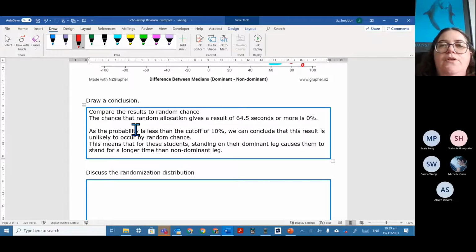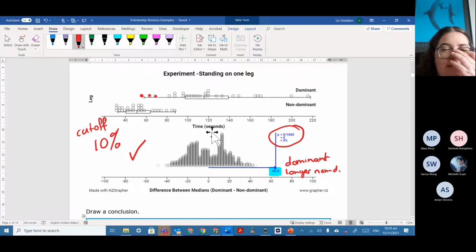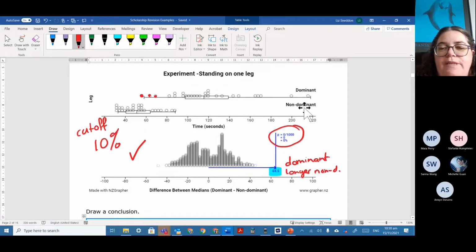Okay, so what we're looking for when we get this randomization test is that probability, to see how much evidence we've got, how likely we could get this just by random chance alone. And in this case, it's 0%, so that means it's virtually impossible to get a result like this just randomly. And so that means there really is something going on. And that's when I go back to thinking, well, what is it that we're comparing? We're comparing standing on dominant and non-dominant leg and the time. So that's what we're analysing.